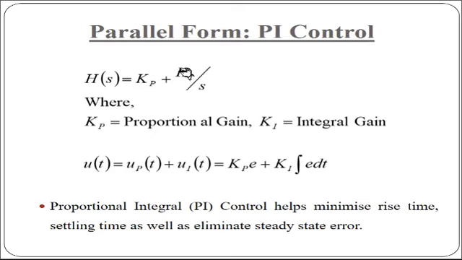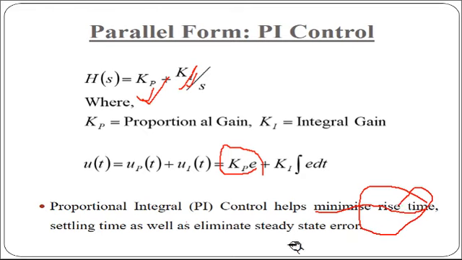For the PI controller, we can define it by just adding the proportional controller and the integral controller, and we can formalize that as Kp·e + Ki·∫e dt. In a similar way we can do it for Kd also. Here the proportional integral PI controller helps to minimize the rise time, settling time, as well as eliminate the steady state error.